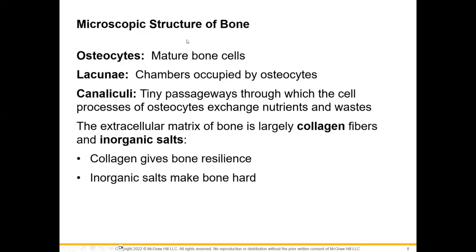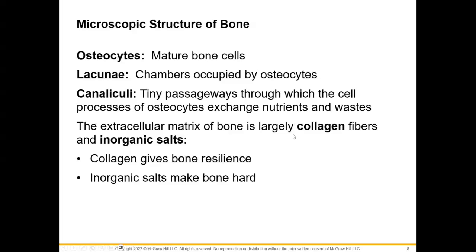Okay, looking at the microscopy of the bones, osteocytes are the mature bone cells. And within the bones, when we look closer at them, we find that the osteocytes are actually found in these little chambers called lacunae. And then to connect those lacunae, we have canaliculi. Those are passageways. And that's the way the osteocytes exchange nutrients and waste.